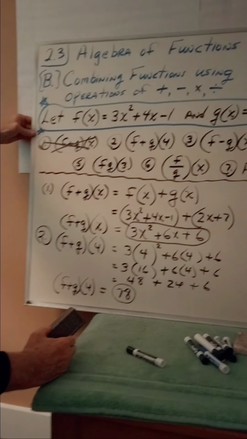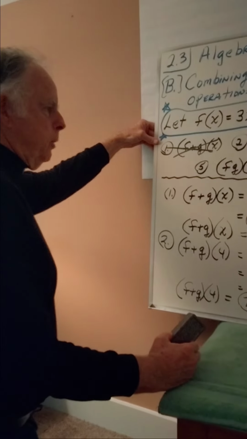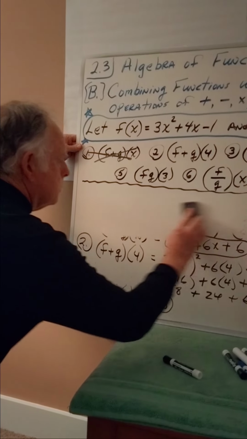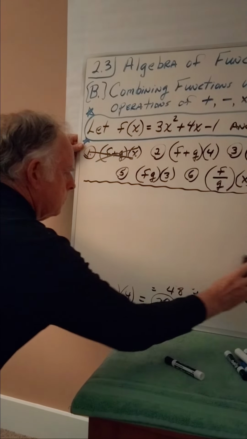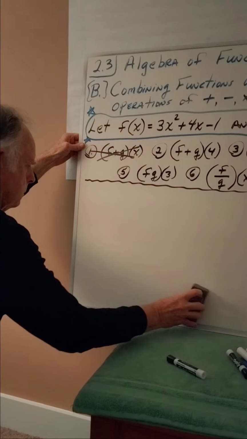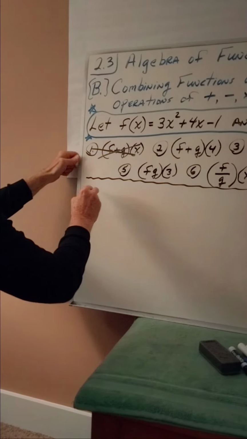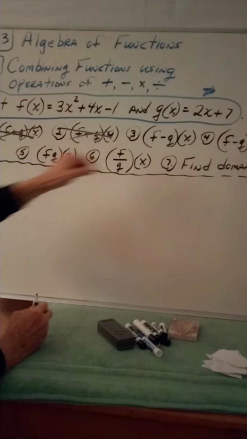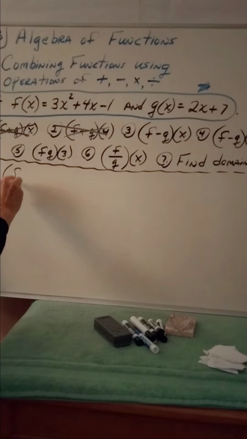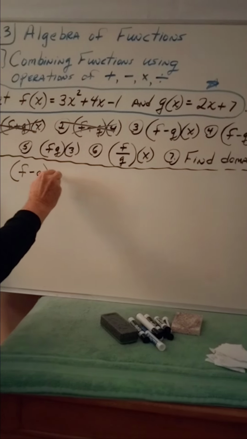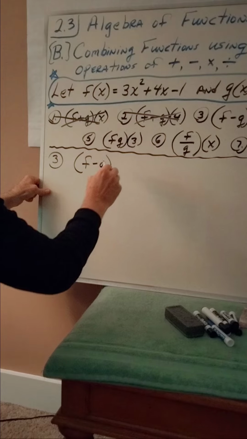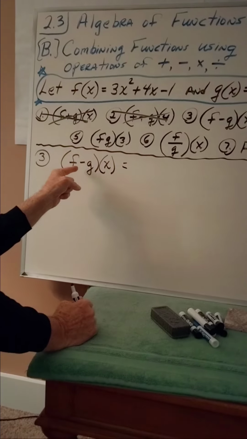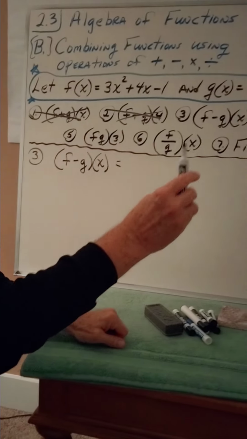Now I'm going to erase, and we're going to do 3 and 4 and put them together. Find the value of f minus g when the domain is x. Well, the value of f minus g when the domain is x.